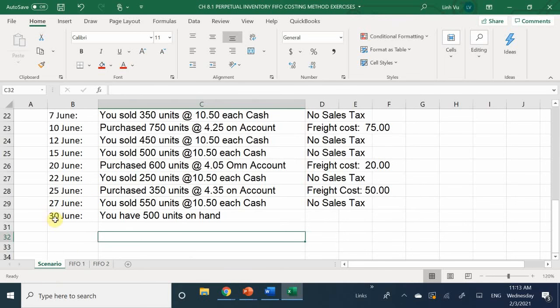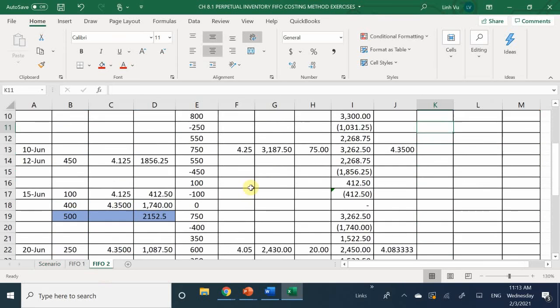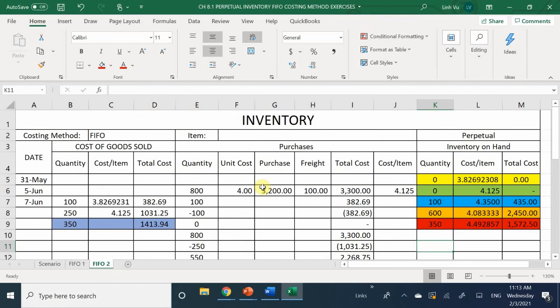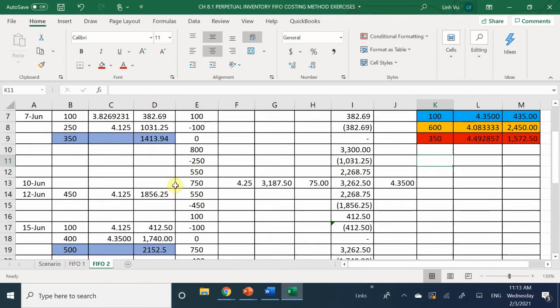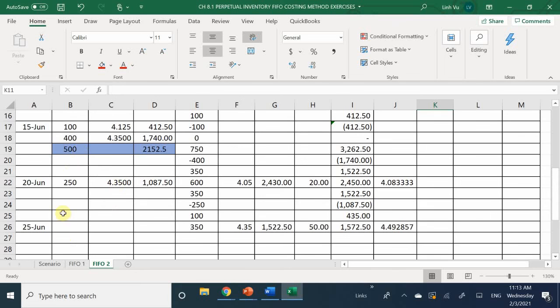Last thing that we did here on the 27th of June is we sold 550 units at $10.50. And here, throwing it in here, June 30th, you should have a total of 500 units on hand. So let's go ahead and do that. So we sold 550. Let's look at our batches. Do we have enough for 550? Yes. Yes, we do, but we got to split it up. Okay?